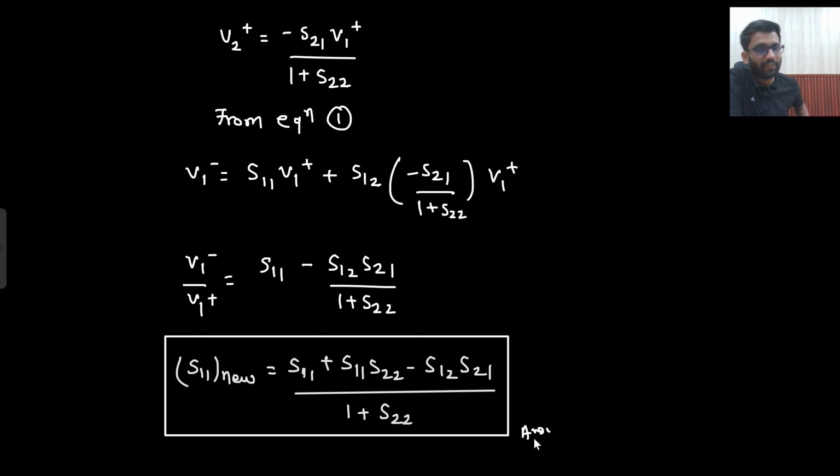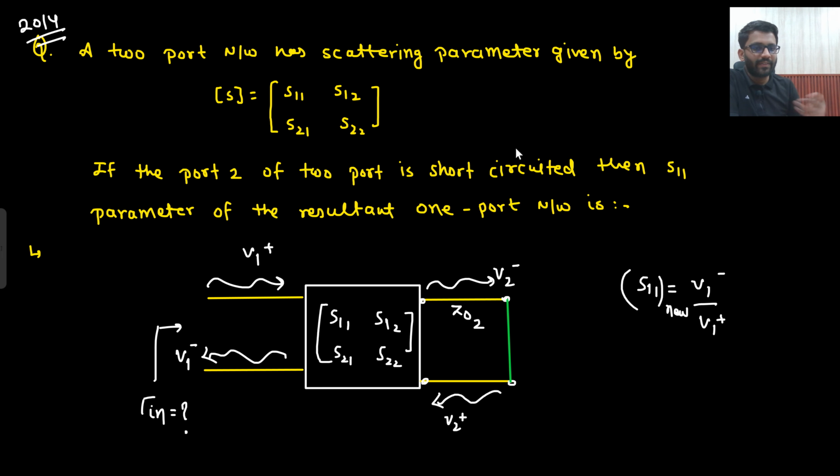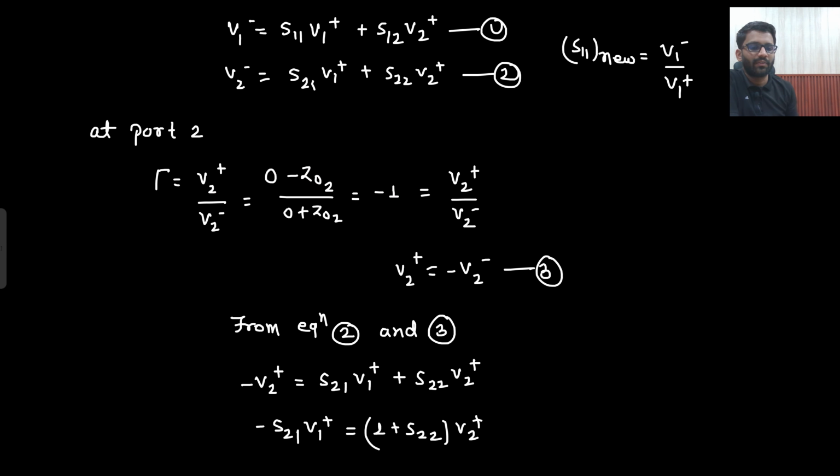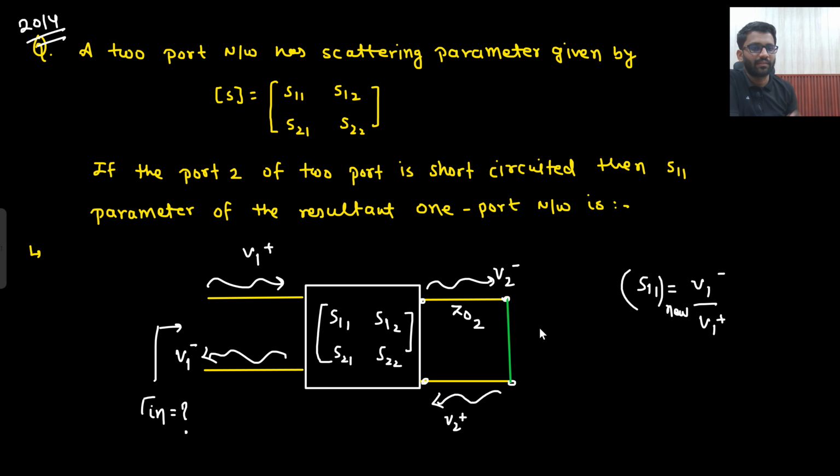So this is how you needed to solve. Did you understand what they wanted to ask? The language was a bit different, but they just wanted to ask the gamma in, nothing else. And what is your gamma in? V1 minus upon V1 plus. This is what they wanted to ask. Now let's take a general case. Here the load was short circuited.